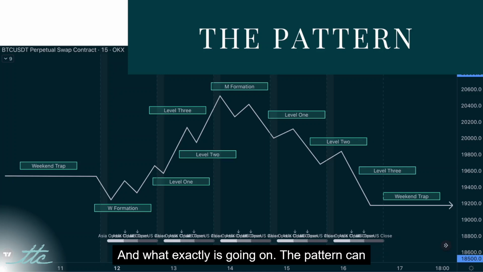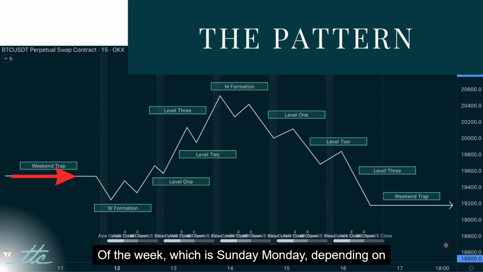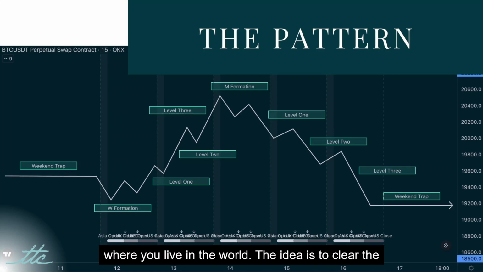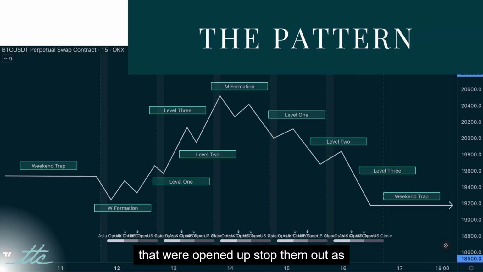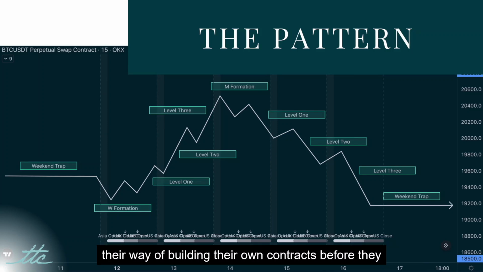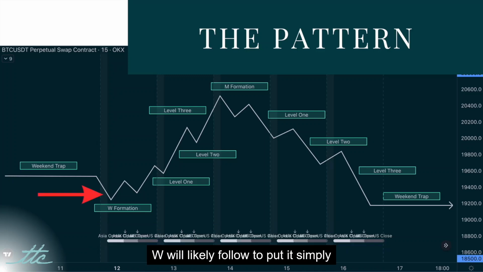The pattern consists of trap moves, which are made at the beginning of the week, which is Sunday, Monday, depending on where you live in the world. The idea is to clear the leverage that's on the board from all the weekend retail positions that were opened up, stop them out as their way of building their own contracts before they can make the next big move. Once that's done, an M or W will likely follow.